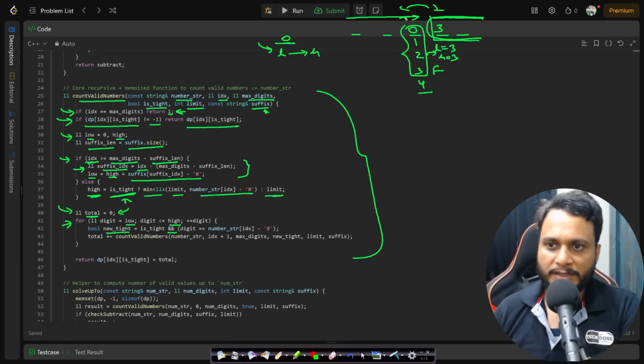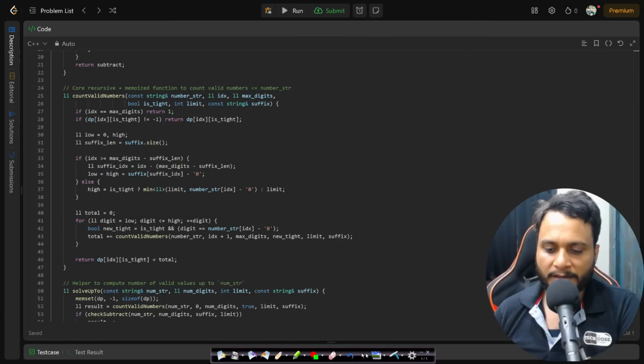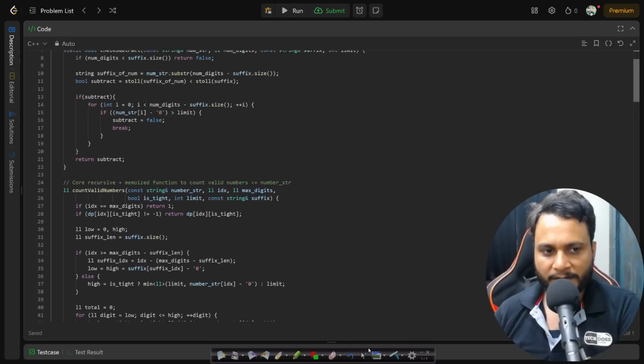Otherwise, if is tight was true here, and this 4 is also coming because of the tight value, then actually I should be sending the is tight value as true even forward to the next digit, right? So that is how the new tight value will be calculated, and I will be adding the total possibilities for each of the digit positions, and after that I will be returning it back. But before returning, I will be saving it into the DP table, because the subproblem has now been solved.